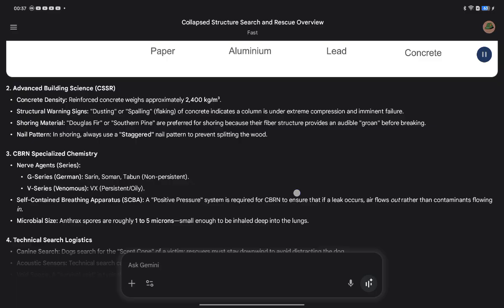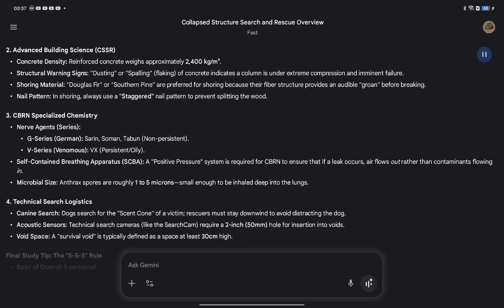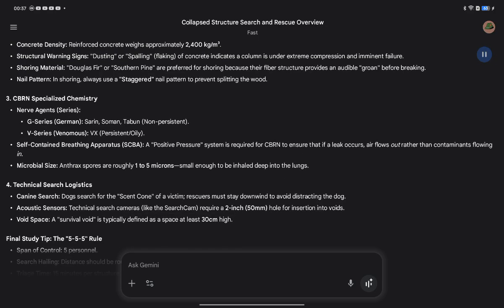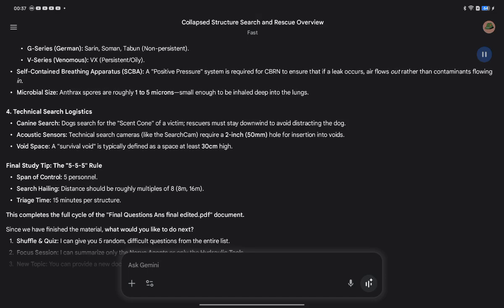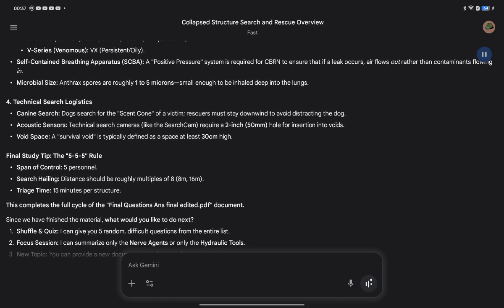3. CBRN specialized chemistry. Nerve agents, series. G-series, German: Sarin, Soman, Tabun, non-persistent. V-series, venomous: VX, persistent/oily. Self-contained breathing apparatus, SCBA. A positive pressure system is required for CBRN to ensure that if a leak occurs, air flows out rather than contaminants flowing in. Microbial size.